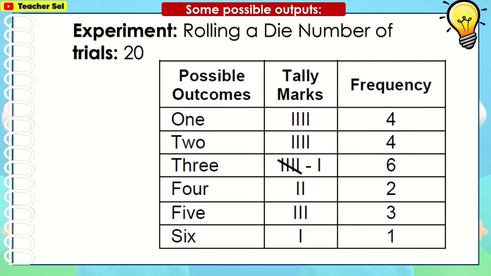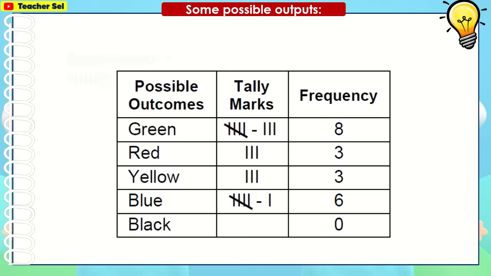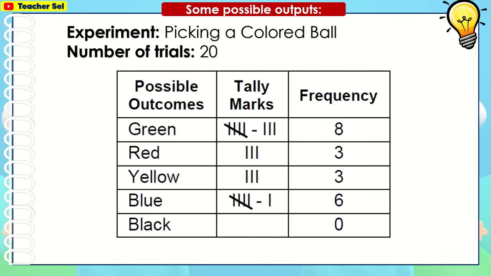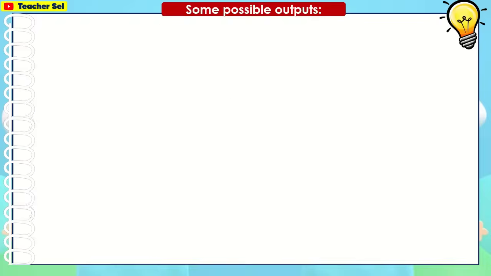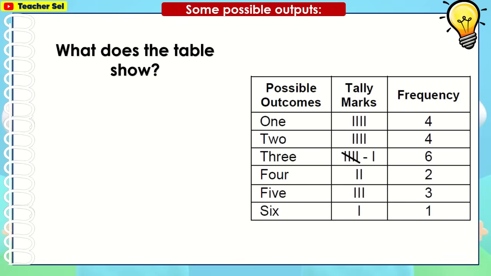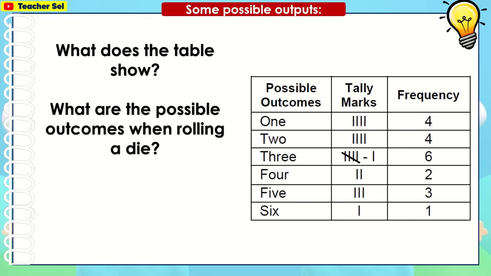Here are some possible outputs. Experiment, rolling a die. Number of trials, 20. Experiment, picking a colored ball. Number of trials, 20. What does the table show? What are the possible outcomes when rolling a die?